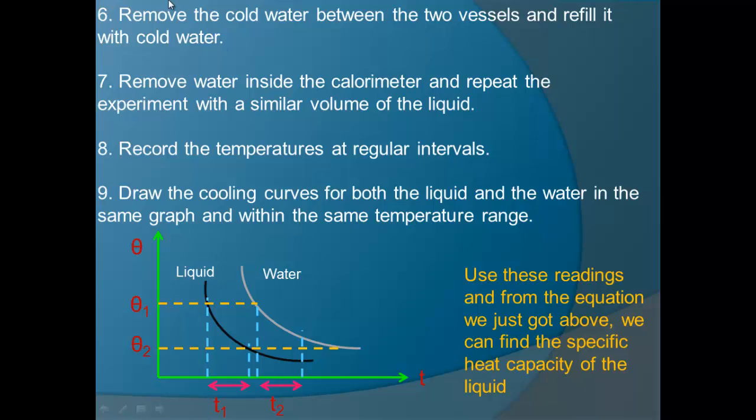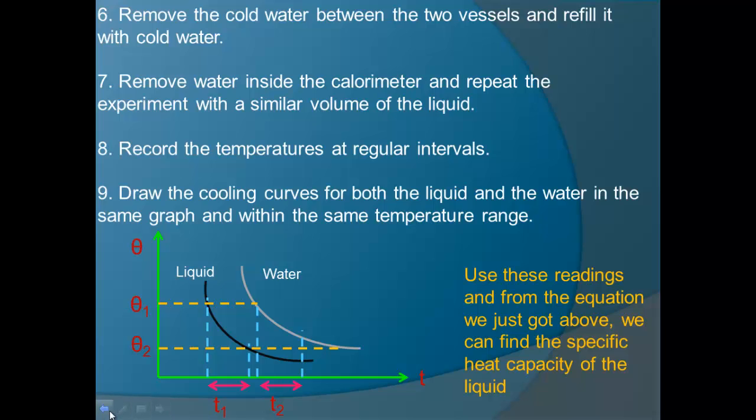So here are the two curves that I was talking about, the cooling curves for the liquid and water. You can see that the temperature of water decreases not linearly, but in an exponential, or a curved manner. You can mark the initial temperature theta 1 like this, and the times T1 and T2. Using the readings and the equation we just got above, we can find the specific heat capacity of the liquid.